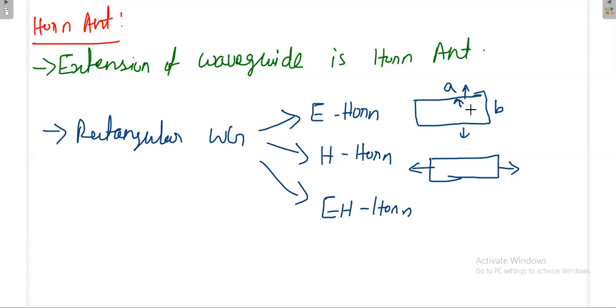Here the flaring is done upward and downward. Here the flaring is done in the sides. Then finally the flaring will be done in both directions, both left and right, and upward and downward. Please refer to the books, then you'll get a very clear 3D diagram. If possible, share it in the group.